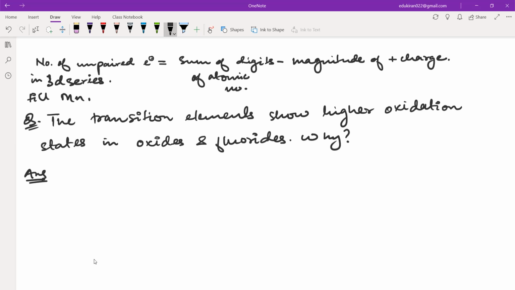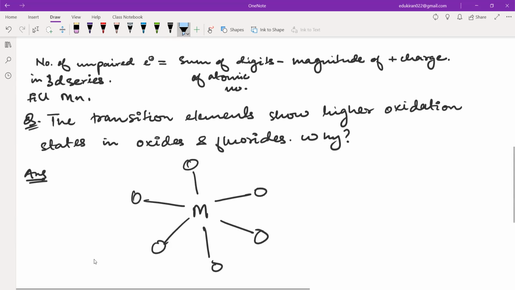In oxides and fluorides, the metal is combining with oxygen and fluorine. What is so special about oxygen and fluorine? These are the most electronegative elements, and they are very small in size. So if a metal is combining with small elements, then it can combine with a huge number of small elements.